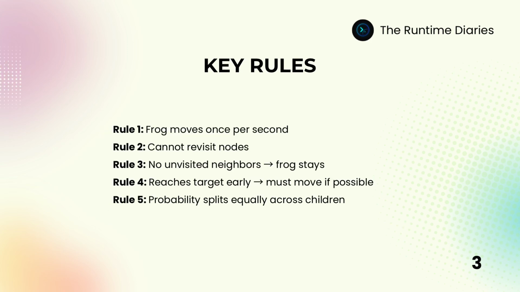Before writing any code, you need to lock in 5 rules. Rule 1, the frog moves once per second. Rule 2, no revisits are allowed. Rule 3, if the frog can't move, it stays put. Rule 4, reaching the target early doesn't mean you can freeze. If the target has unvisited children, the frog must keep moving. Rule 5, if movement is possible, probability splits evenly across all children. These rules define how probability flows.